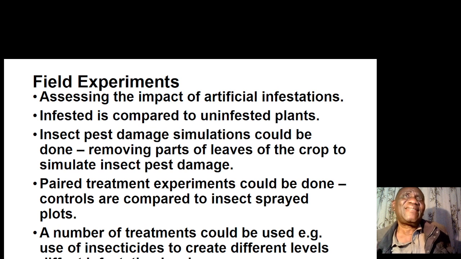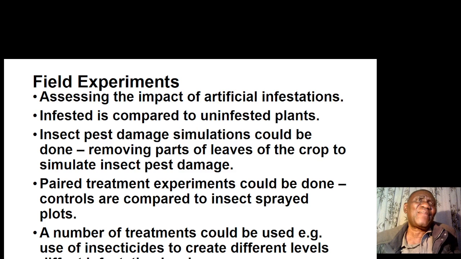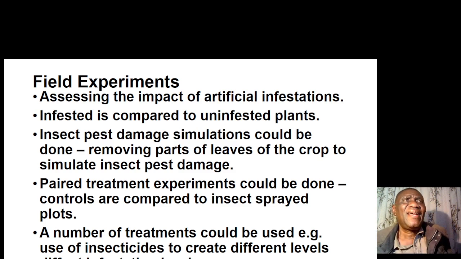Or we can actually deliberately conduct field experiments. So assessing the impact of artificial infestation, we can infest some crops deliberately. Infested is compared to uninfested plants. Insect pest damage simulations could be done: we can actually remove parts of leaves of the crop to simulate insect pest damage. Paired treatment experiments could be done. Controls are compared to insecticide-sprayed plots, just to see the impact of the insects on the crops. Or a number of treatments could be used, e.g. use of insecticides to create various different levels.